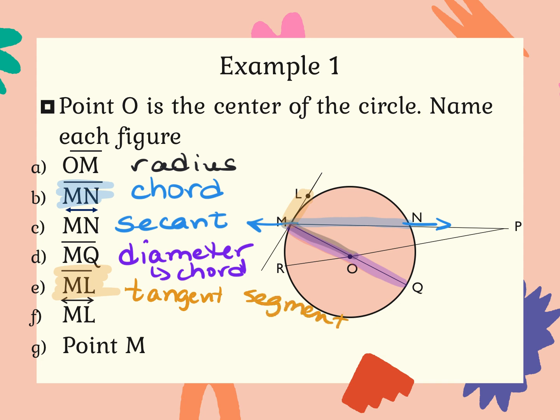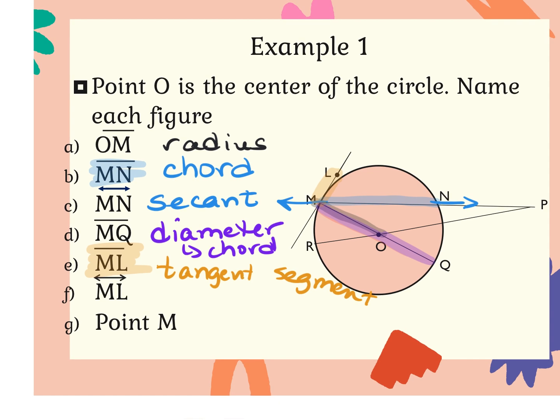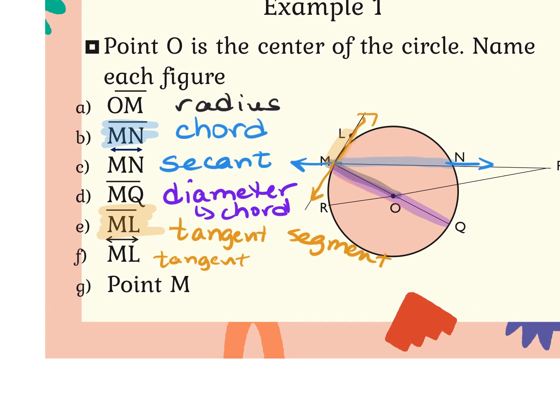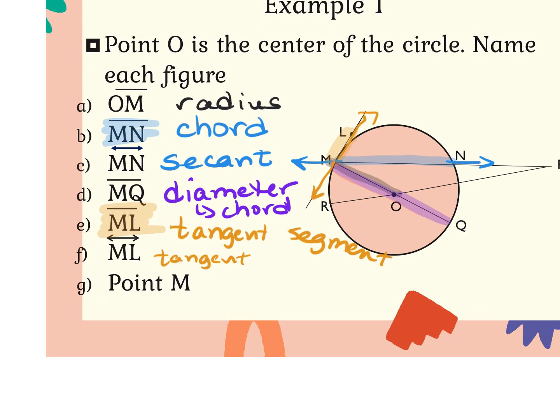And if you notice, the next question has the line on top. So as soon as they change the picture, then you're just going to call it a tangent. Because by definition, a tangent is a line. But if they give you a picture of a segment on top of the capital letters, then you name it as a tangent segment. And then point M, that is where that tangent is touching the circle. So point M is your point of tangency.